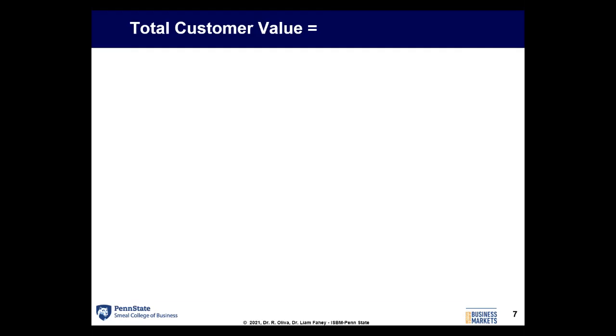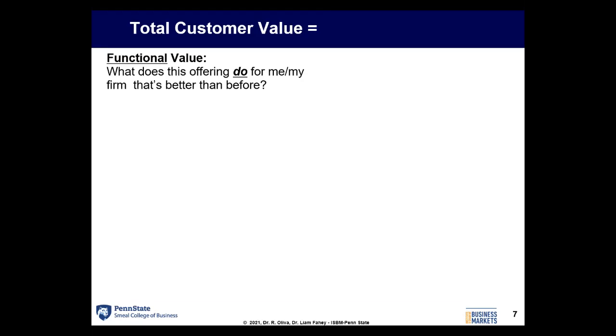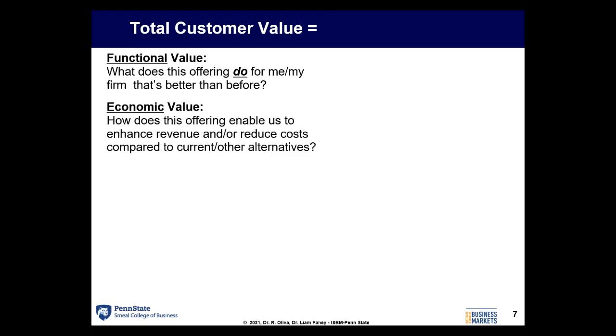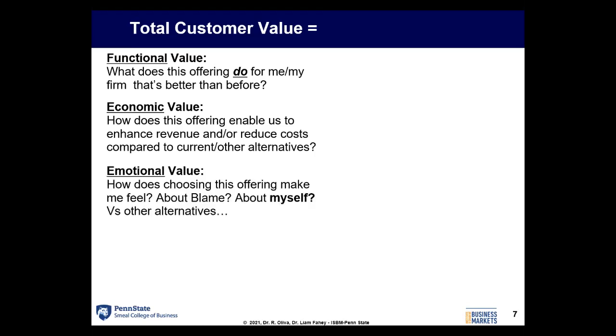So let's go through this in a little more depth. Functional value focuses on what this offering does for a customer that's better than what they had before, always compared to the next best alternative. Economic value, in a simple way: does this offering enable me as a customer to enhance my revenue, my top line, or reduce my costs and improve my bottom line compared to the current alternatives I'm using?